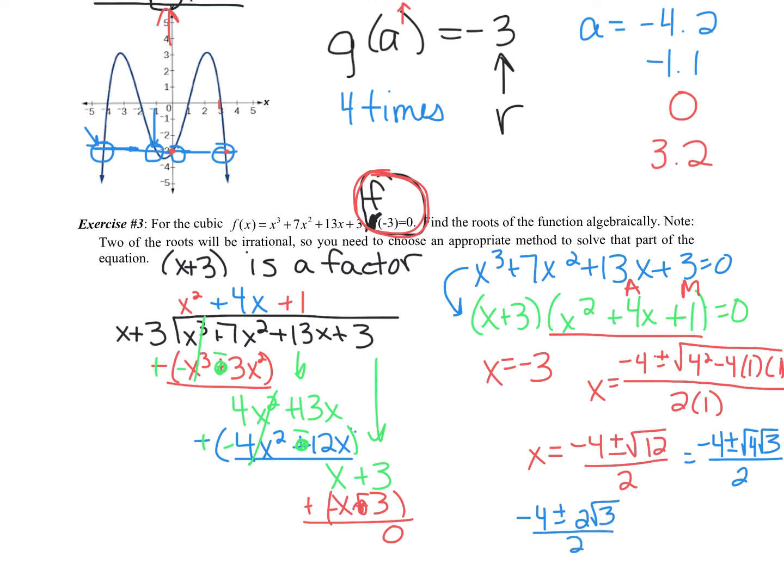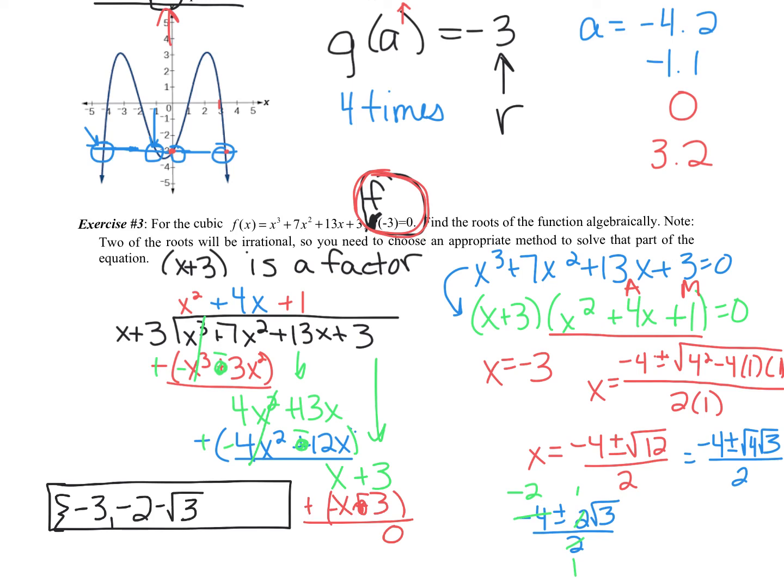We do have simplification here. We have a common factor between our negative 4, our positive 2, and our 2. So this is going to become a negative 2, a 1, and a 1. So over here on the side, I'm going to write my roots. I'm going to use the squiggle brackets. So I have a negative 3, a negative 2 minus radical 3, and a negative 2 plus radical 3. Technically speaking, my negative 2 minus radical 3 is smaller than my negative 3, so maybe I would want to write these in the opposite order. But yeah, as I said, it's not a big deal. We don't have to write those in order.